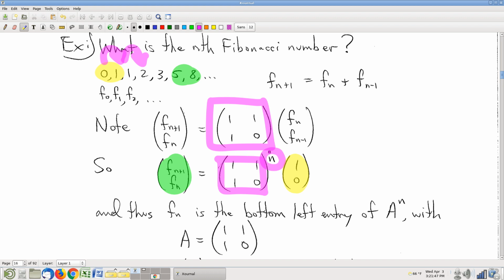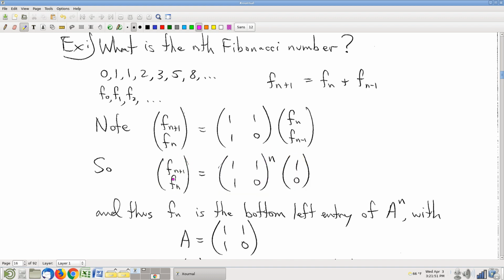So what does that buy us? How does that help us find a formula for the Fibonacci numbers? Notice that what we are looking for is the bottom entry in that little vector, that vector being this product applied to 1, 0. We're looking at the left column of that A to the n matrix. So we are looking for the bottom left entry in a high power of a matrix.